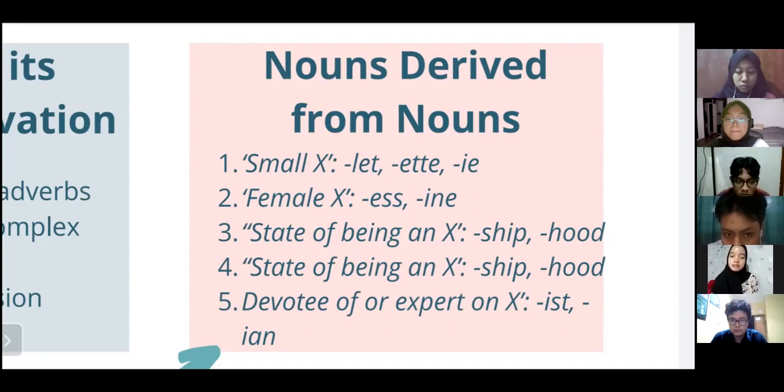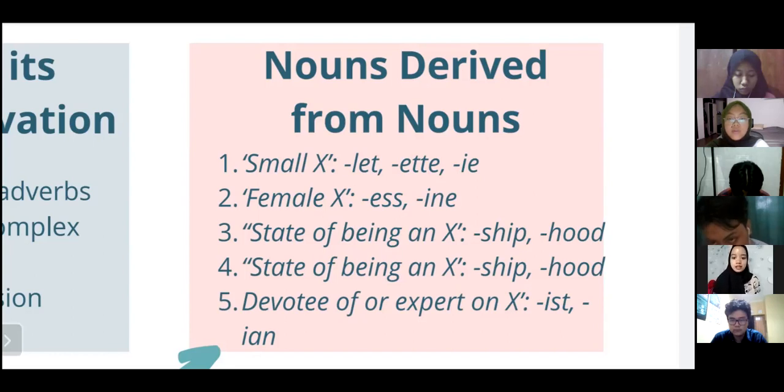Like princess, it means the gender is female. And the third one, inhabitants of X. The suffixes are -er, -ian, or -an. For example, in the words Londoner, New Yorker, Texan, Glaswegian. For example, Londoner shows the people that live in London, or inhabitants of London. Or New Yorker means inhabitants of New York, people that live in New York.